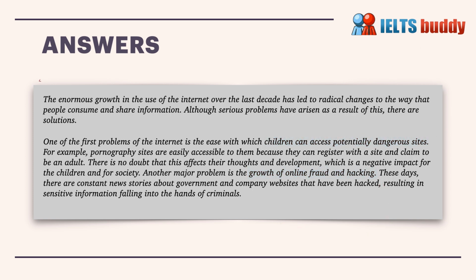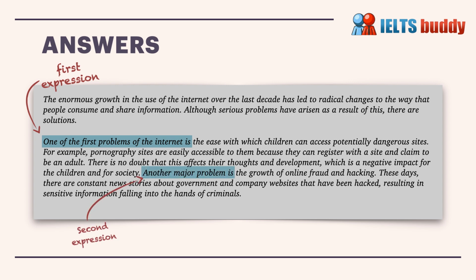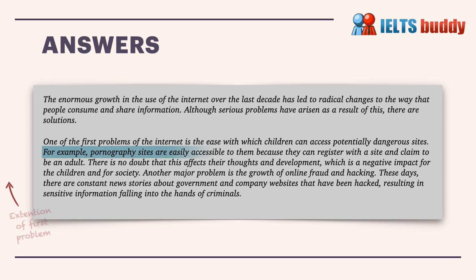We can also see how expressions are used to introduce these. You've got to think about your coherence. One of the first problems of the internet is... Another major problem is... And you can see how the first problem is explained. We've got children accessing dangerous sites, and you say, for example, pornography sites are easy to access because they can register on the site and claim to be an adult.